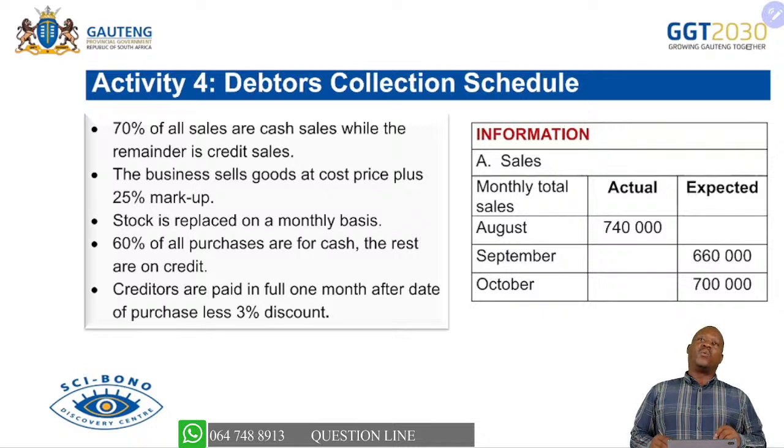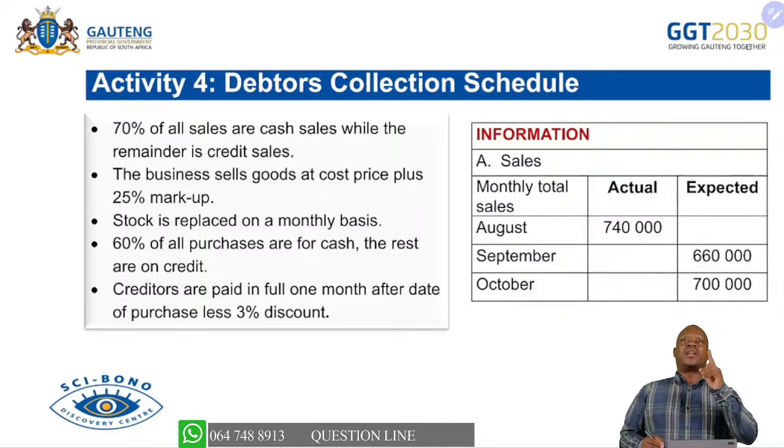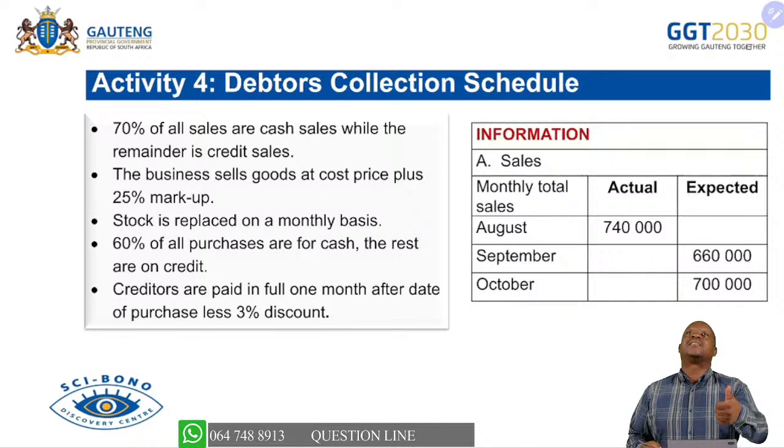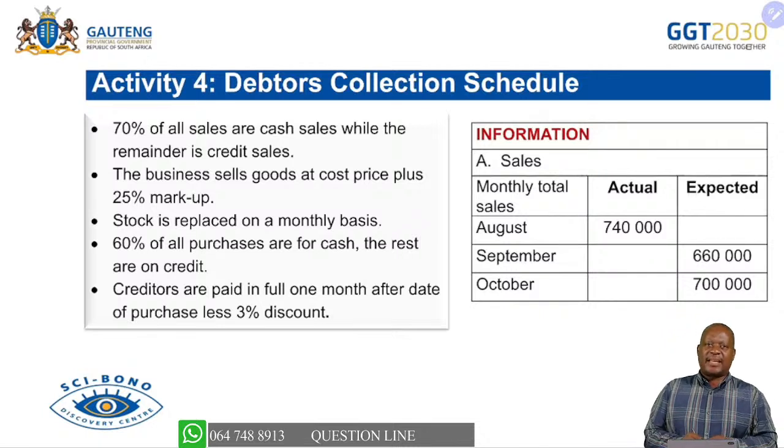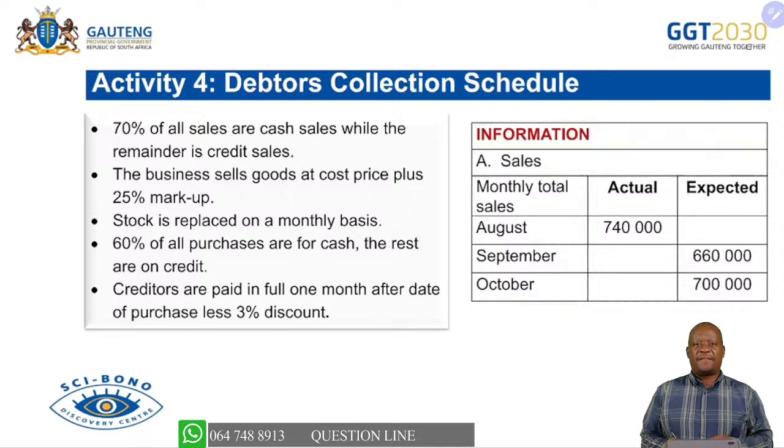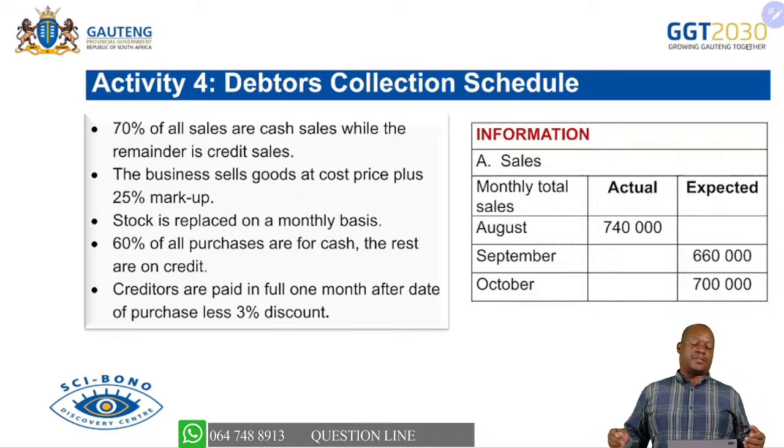Remember, when having sales, we can use it to find cash sales. We can use it to find credit sales. We can also use it to find purchases. And when we know purchases, we can find credit purchases and cash purchases. So you can see sales is our key. When we have sales, we have got the rest.